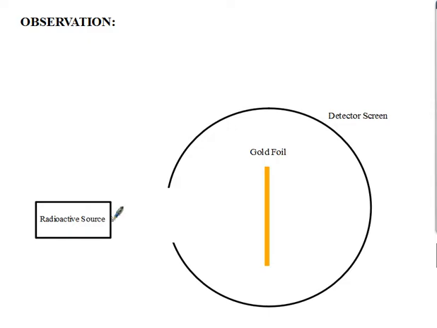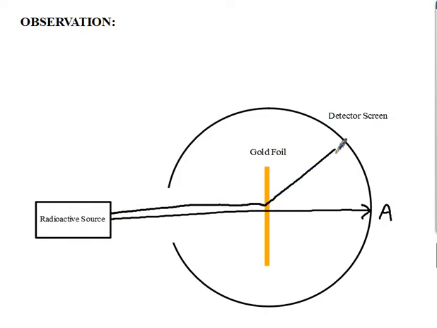Now, a majority of these alpha particles did travel straight through and end up here at position A. However, every once in a while, an alpha particle would be detected over here at position B. And sometimes an alpha particle would hit the gold foil and be turned back and be detected over here at position C or somewhere along there. So this is what was predicted.